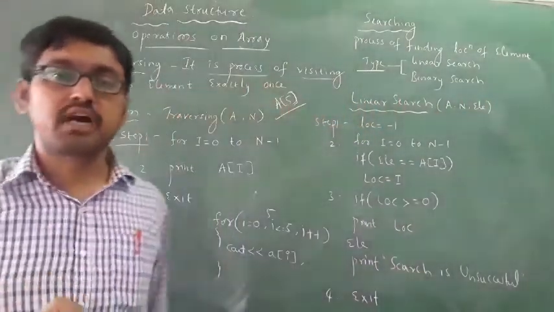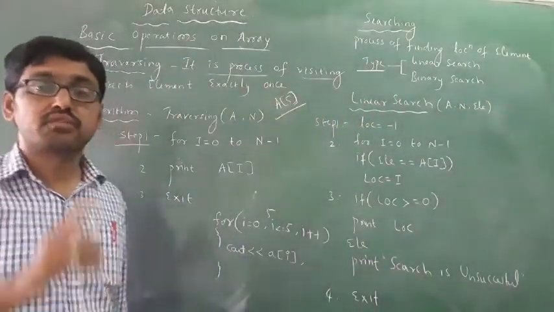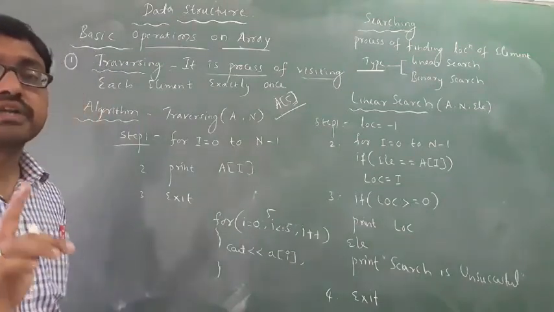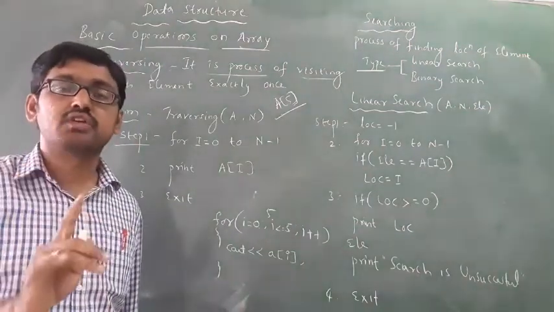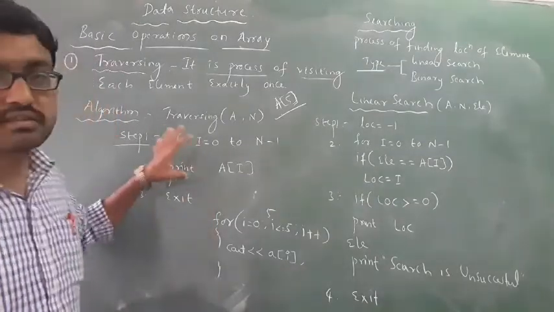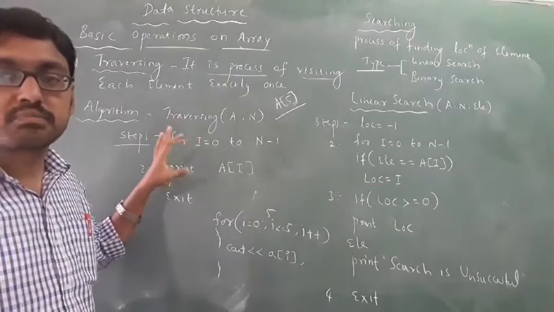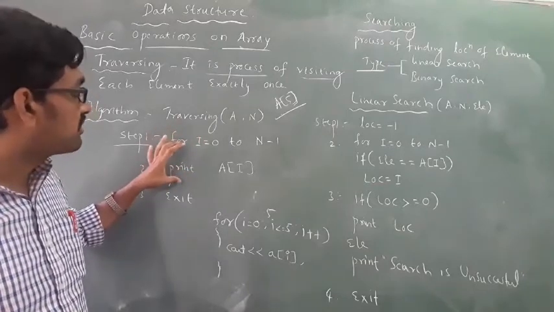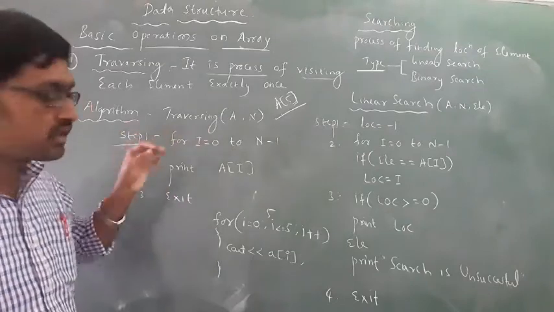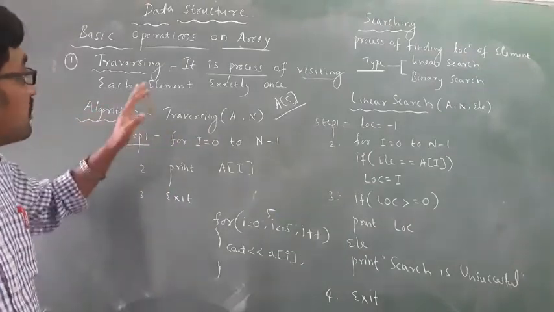So many times it is asked in the exam. This is called the first operation in an array. Traversing is the first operation in an array, one of the operations on a non-primitive data structure. Okay, you have to practice this. You have to practice this daily. Okay, for loop with the cout statement. This is about a basic operation.